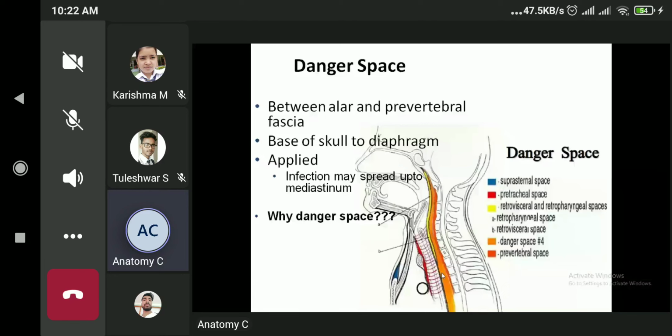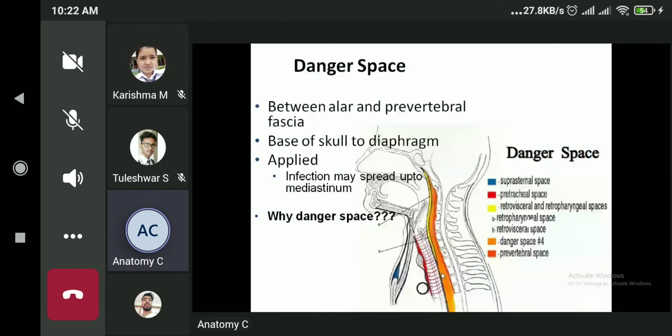The rate of spread of infection is very rapid in this space, and it may result in mediastinitis or empyema or even sepsis. In severe conditions, it may even lead to death of an individual because of its rapid spread, and that's why this space is considered the danger space.